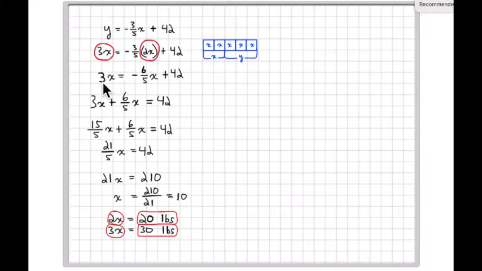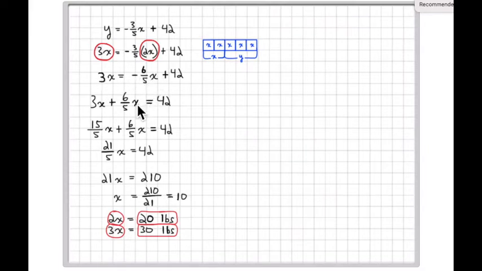So now we have 3x is equal to 2x, and that's times a negative 3/5. This is the slope. So that's negative 6/5 x. So now this is just a little bit of algebra that we're working through here. Plus 42, this is the y-intercept. So now I can add 6/5 x to each side.